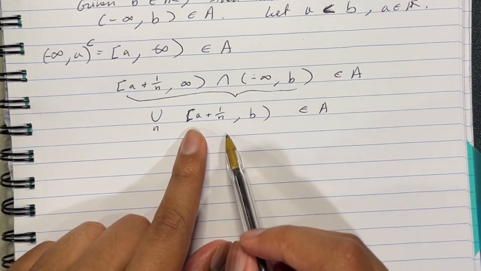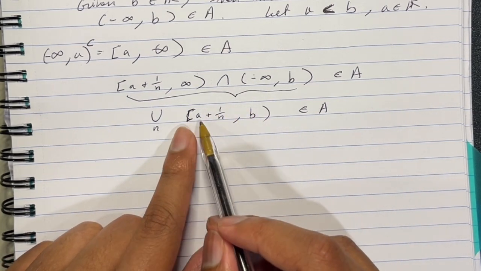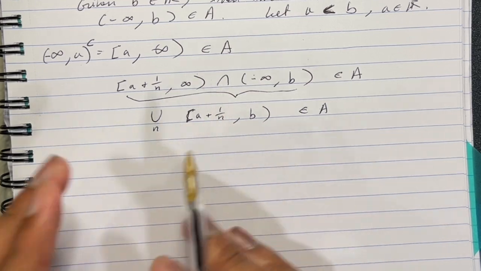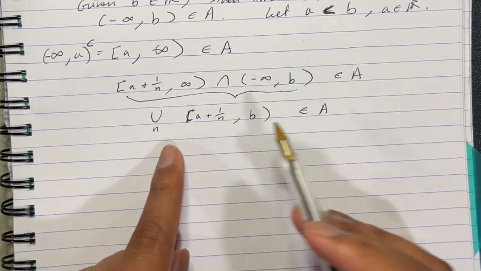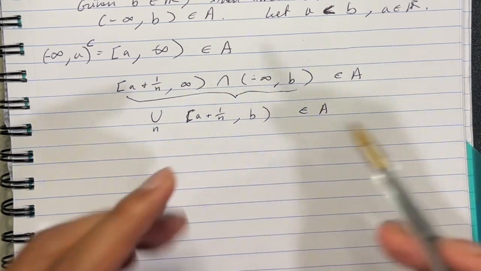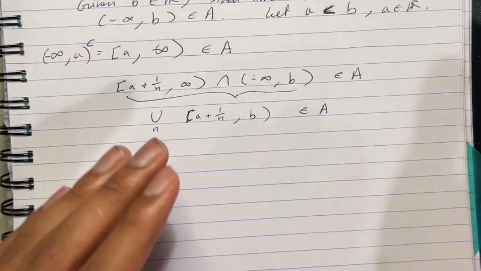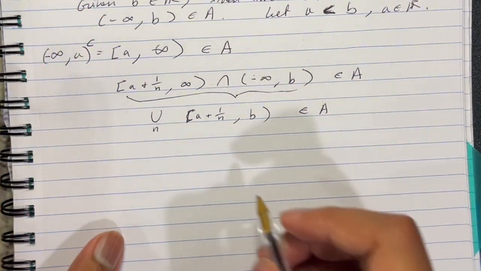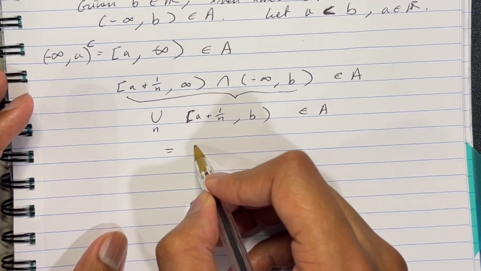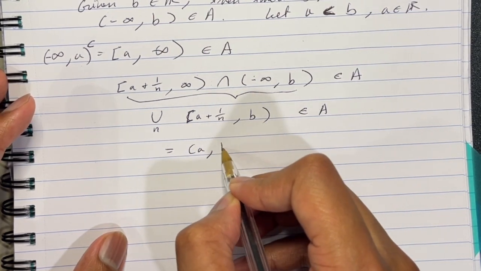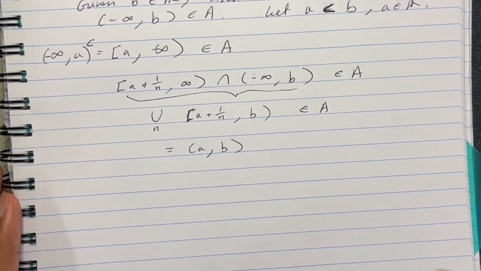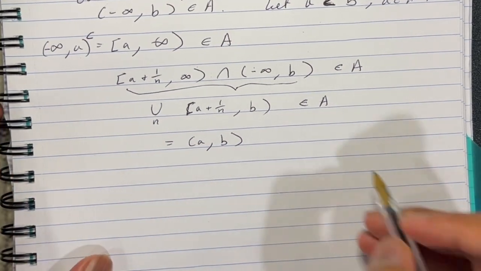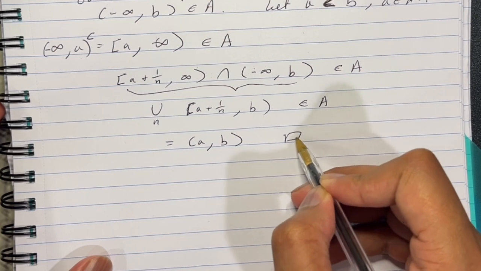Well, this will contain every element bigger than a eventually, because as n gets bigger and bigger, we can get numbers closer and closer to a from the positive direction. And we can also get every number less than b as well. So eventually this is going to be equal to (a, b). And so we've shown that (a, b) is in A, and this concludes our proof.